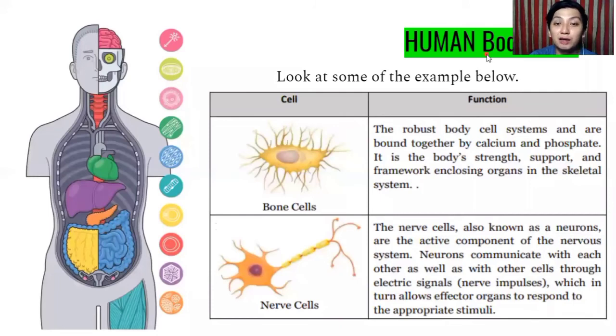And then we have nerve cells, or sometimes they are called neurons. Ang mga bone cells naman ang tawag sa kanila ay osteocytes. Again, osteocytes. Ang nerve cells, neurons. So the nerve cells, also known as neurons, are the active component of the nervous system. Neurons communicate with each other as well as with other cells through electric signals or nerve impulses, which in turn allows effector organs to respond to the appropriate stimuli.